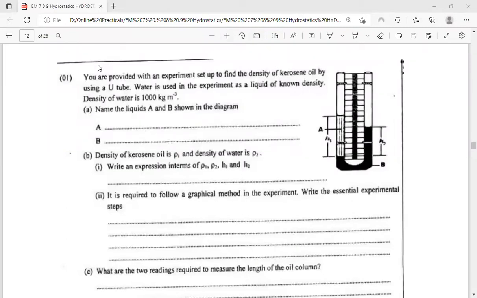The next question: you are provided with an experiment setup to find the density of kerosene oil by using a U-tube. So they are going to use two different liquids, kerosene oil and water. We have to identify which one is water and which one is kerosene oil. Out of the common interface, the liquid which has the higher height has the lower density. If the density is low, height is high. So therefore, capital A should be kerosene oil, and capital B is water.